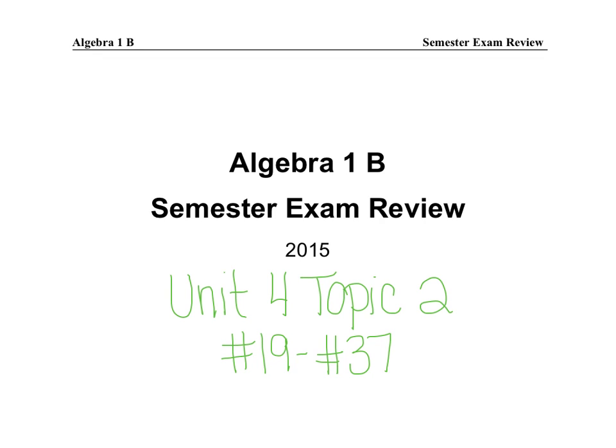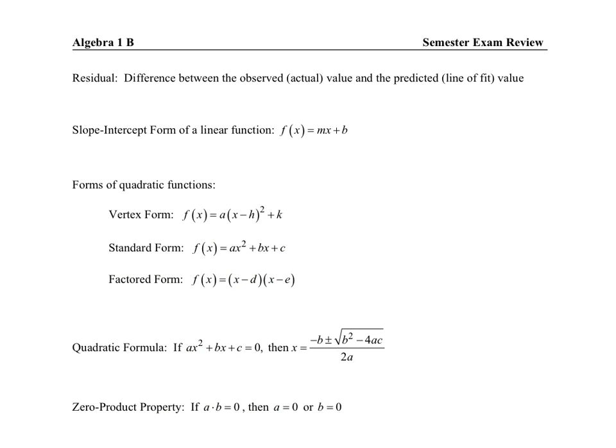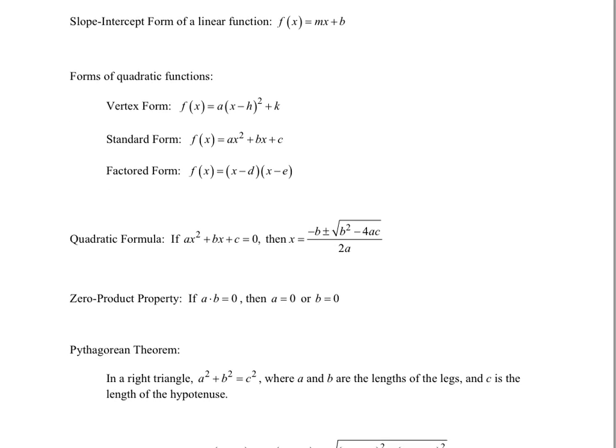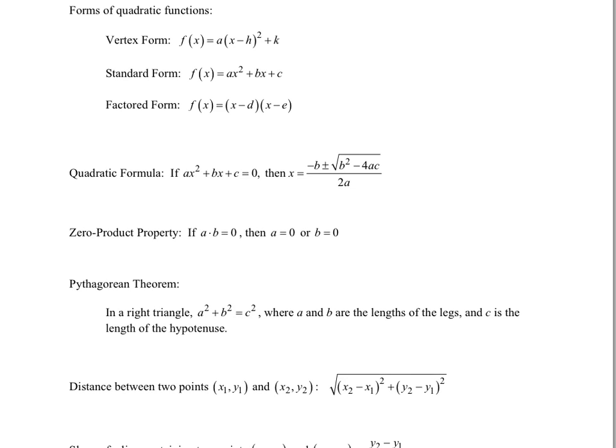This is the Algebra 1B semester exam review for Unit 4, Topic 2, questions 19 through 37. Remember that you will be given this formula sheet on the exam, so you don't need to worry about making sure that you know all of this stuff. Especially for this topic, we'll be using these forms of the quadratic functions. So this is an important resource to remember.